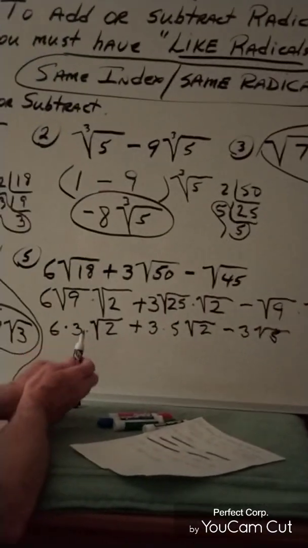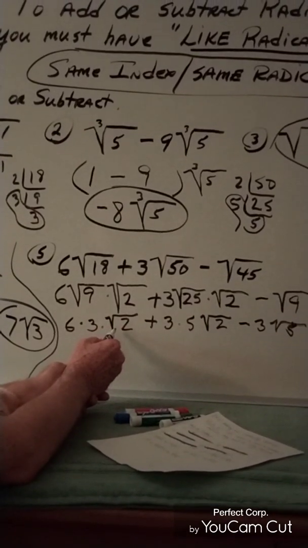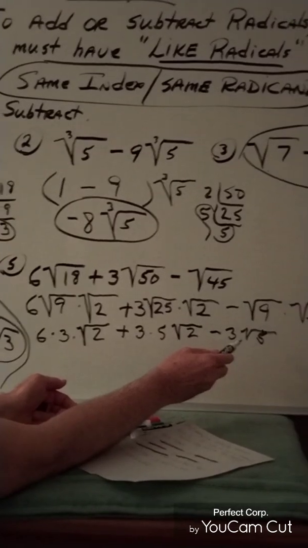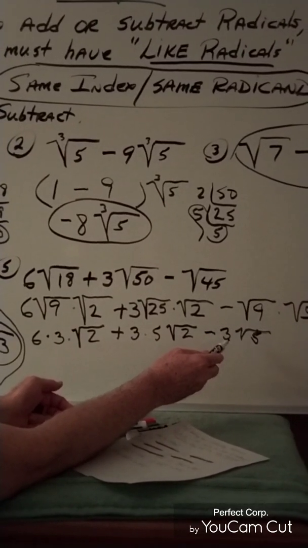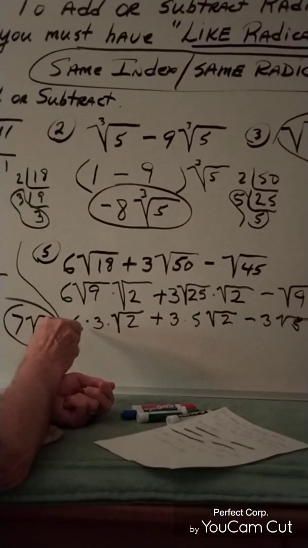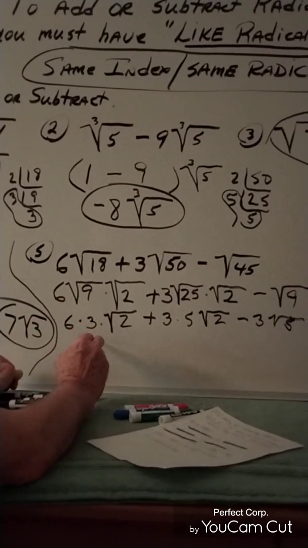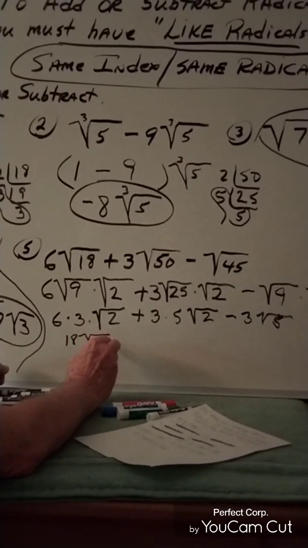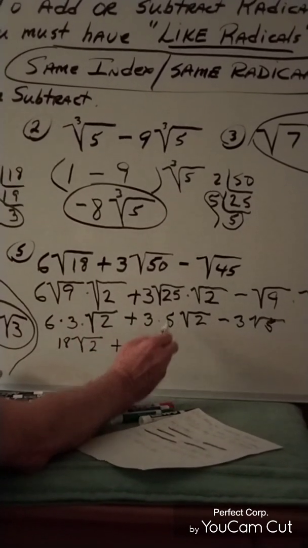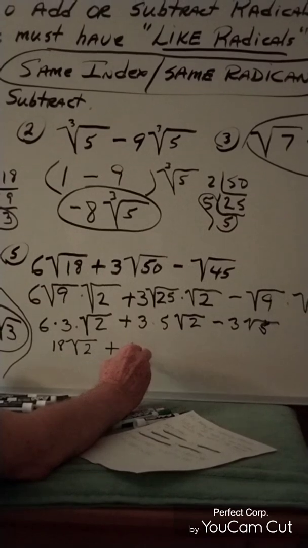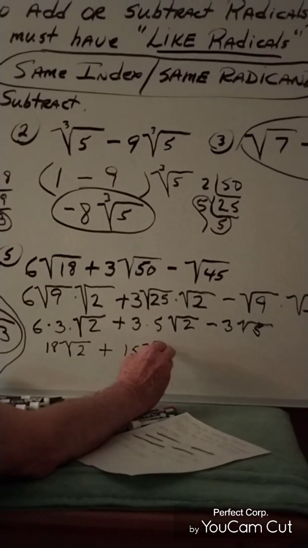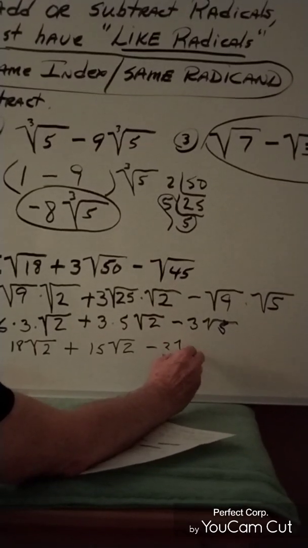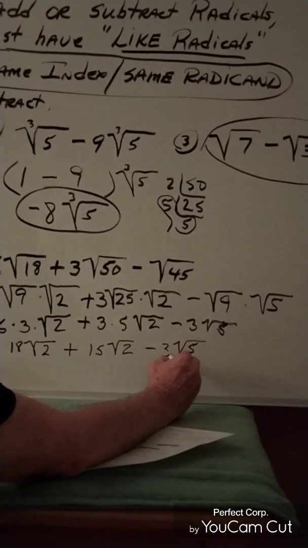Come back. This radical of 2, that radical of 2 are like. He's not. We'll just hold him off until the end. Come back and multiply the 6 and the 3 together, and we'll have 18 root 2 plus, multiply here, 15 root 2 minus 3 root 5.